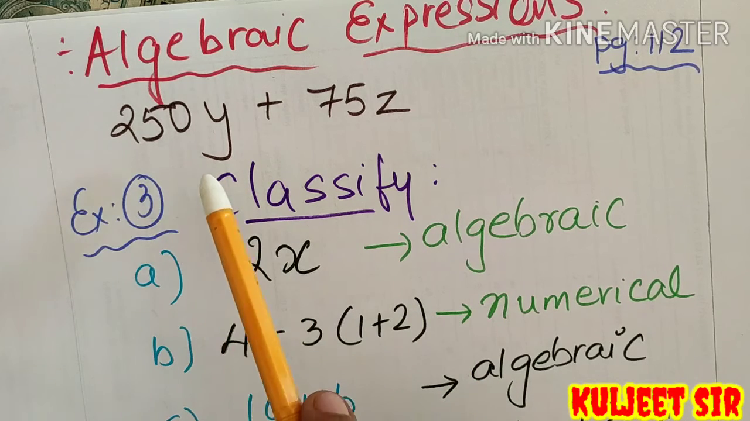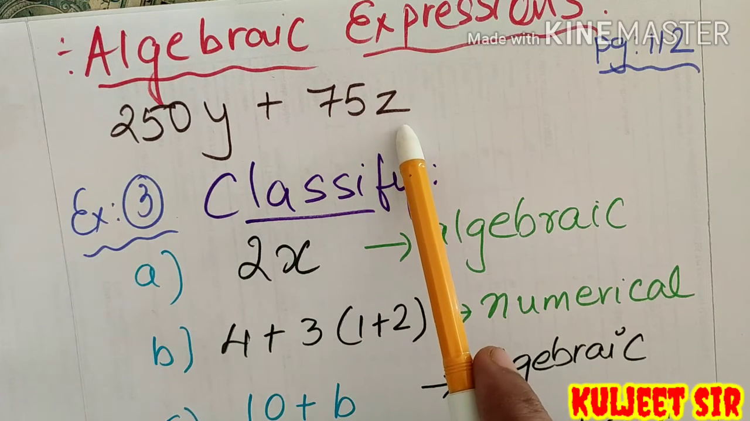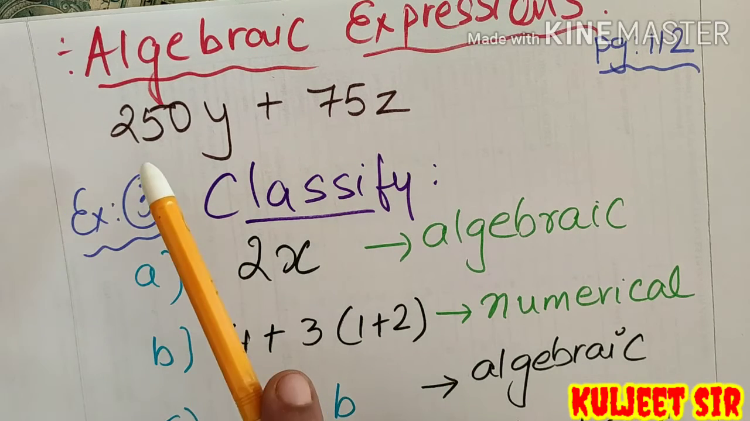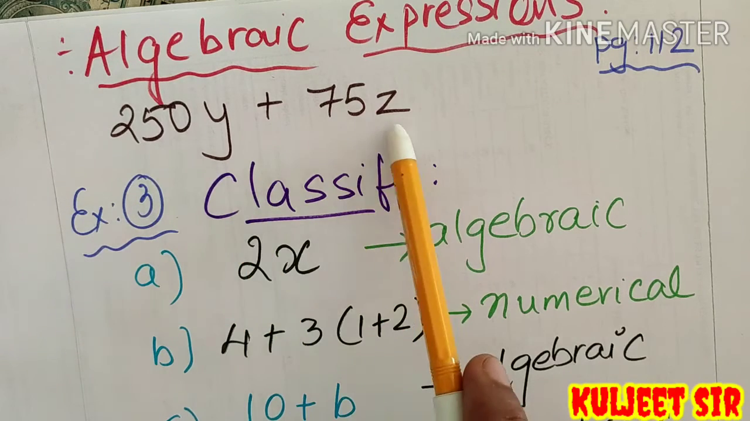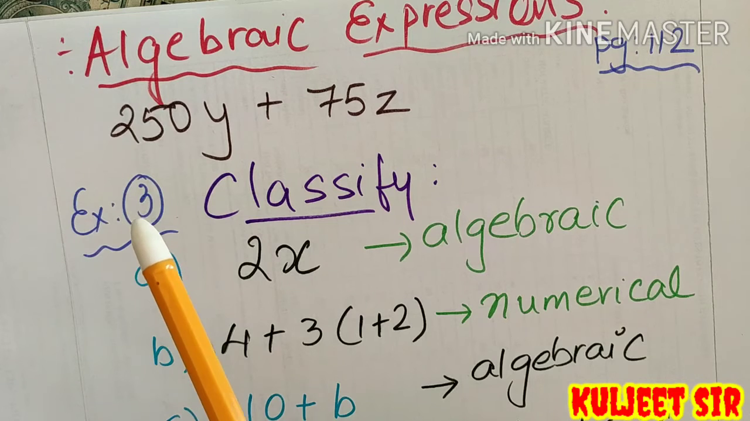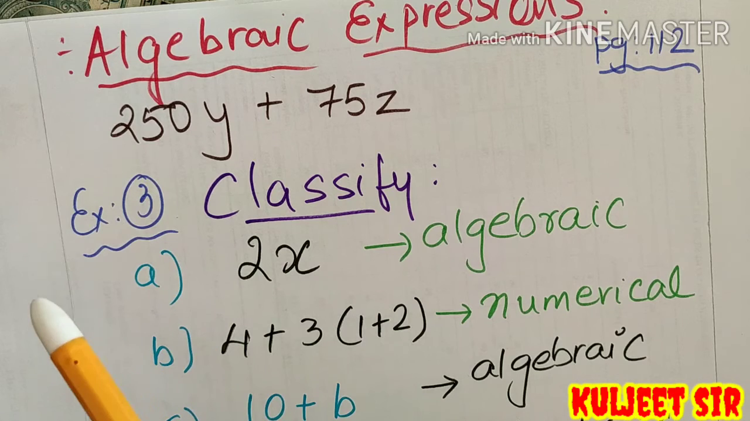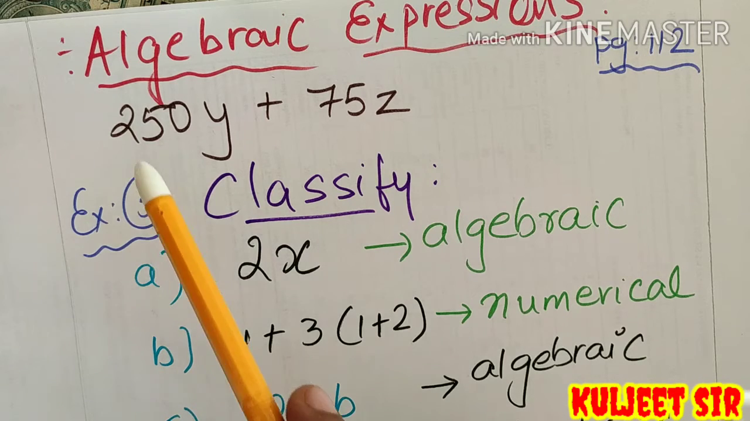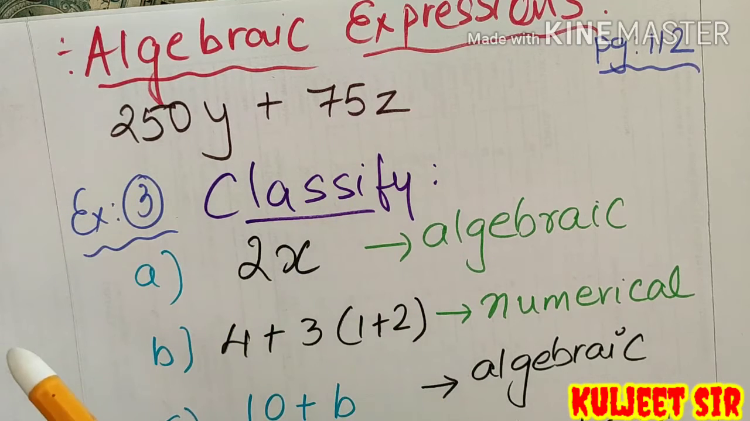The expression is 250y plus 75z. Now you can see it has two constants, 250 and 75, and it has two variables, y and z. So what is an algebraic expression? We can define it as an expression which has variables and constants connected by basic arithmetic operators like addition, subtraction, multiplication, and it is called an algebraic expression.